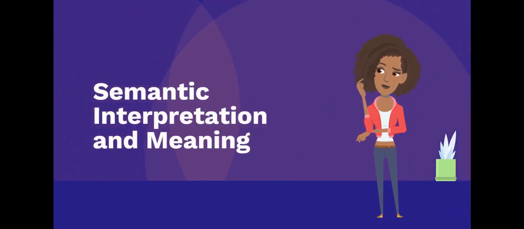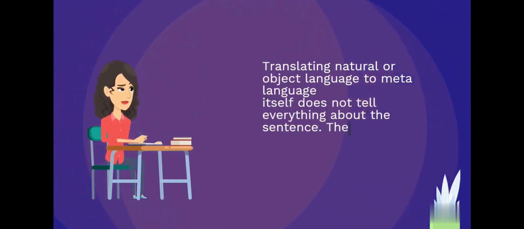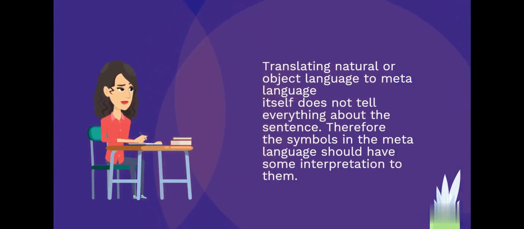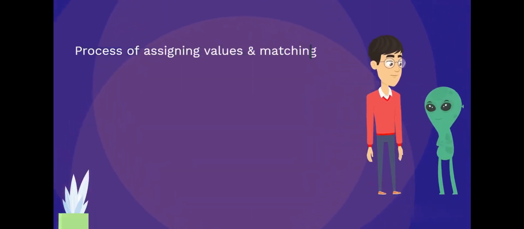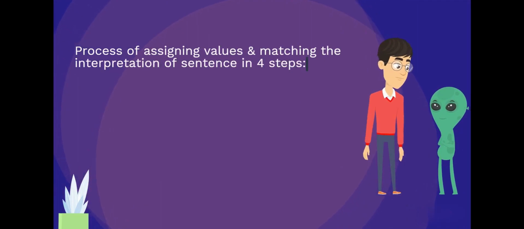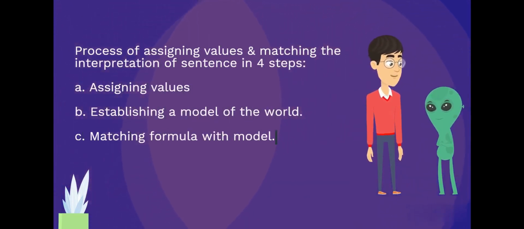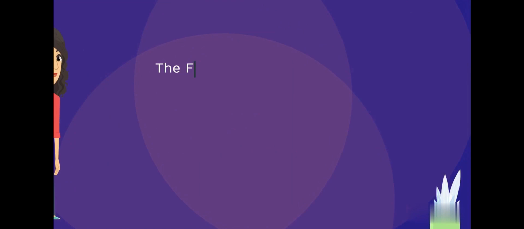Semantic interpretation and meaning. Now we'll be further diving into it. Translating natural language or object language to meta language does not tell everything about the sentence. Therefore, the symbols in the meta language should have some interpretation related to them. The process of assigning values and matching the interpretation is basically done in four steps. First is assigning values, next, establishing a model of the world, matching formula with model, and calculating the truth values.